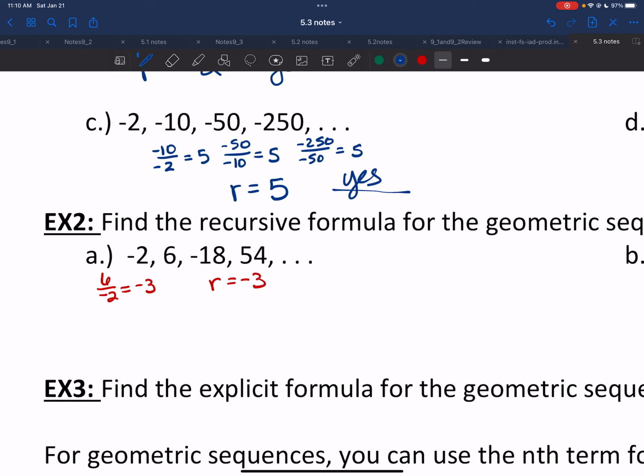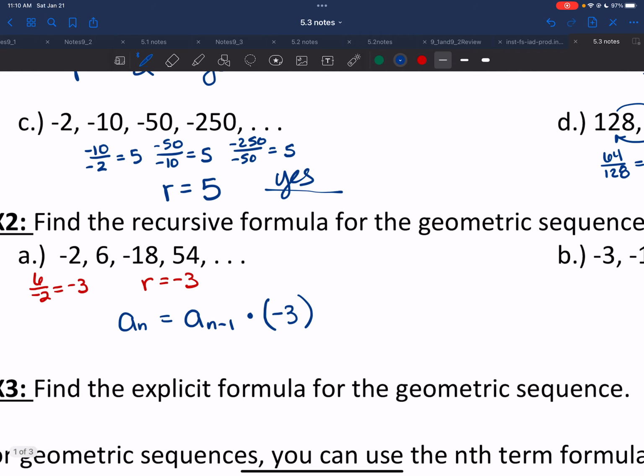To put my equation together, I have a sub n equals a sub n minus 1 times r, which is negative 3. Especially if you have a negative sign, it's always good to put parentheses around that number.